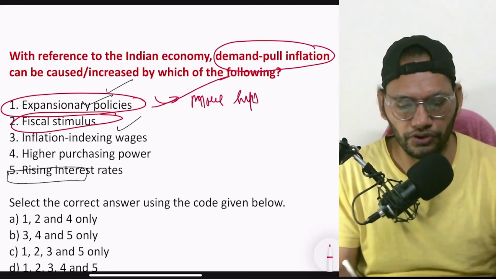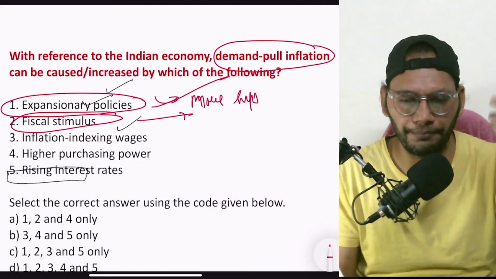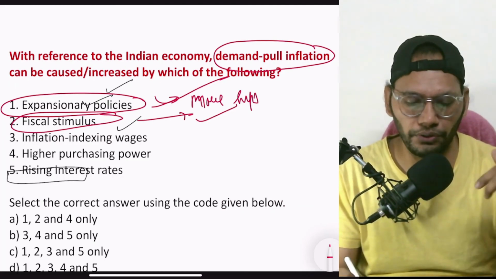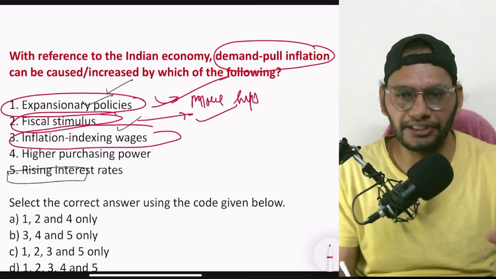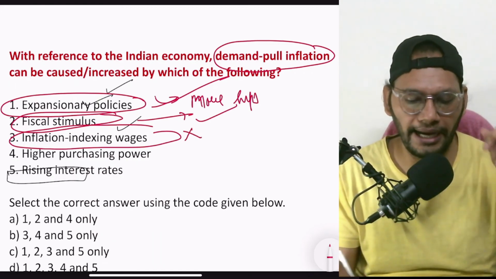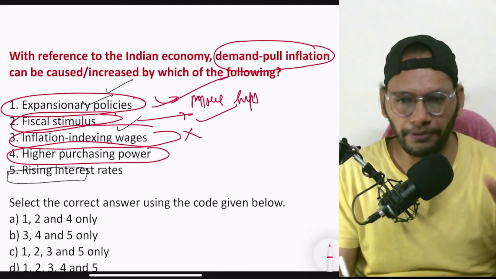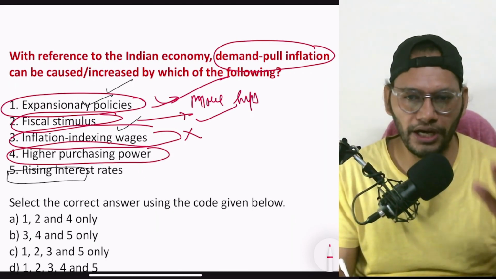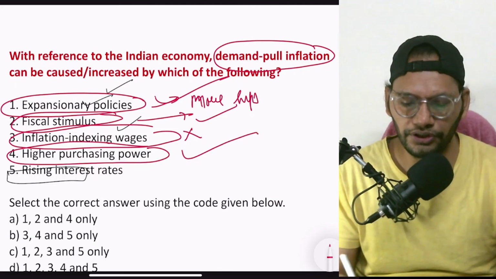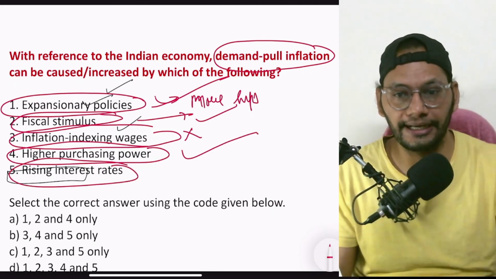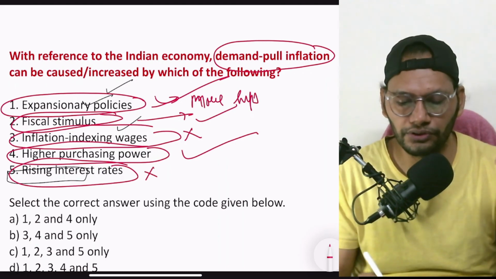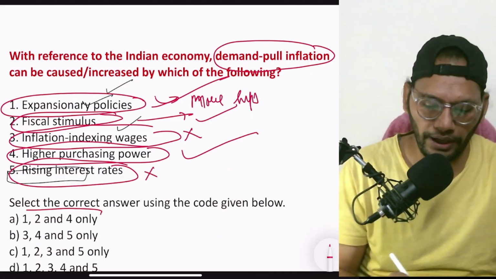Fiscal stimulus, of course, because government is going to provide help to a lot of sectors, so this is also going to lead to demand pull inflation. Inflation indexed wages, no. If your salary is increasing according to the inflation, this is not going to lead to any inflation. Higher purchasing power, of course, if people are going to have more money, they are going to purchase more goods and services. This is also going to lead to inflation. Rising interest rate, no. Actually, rising interest rate decreases the demand pull inflation. So this is totally contradictory. So we have only 1, 2 and 4.